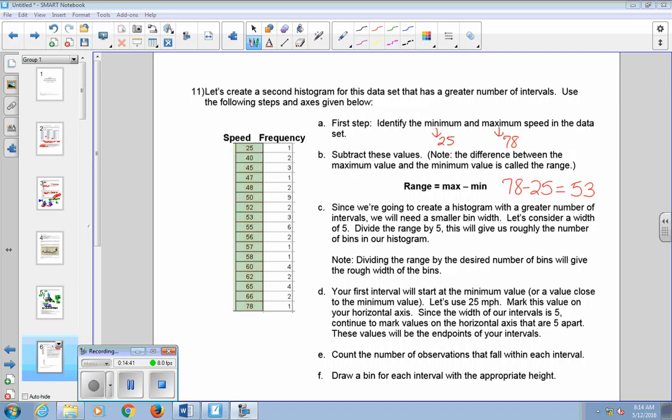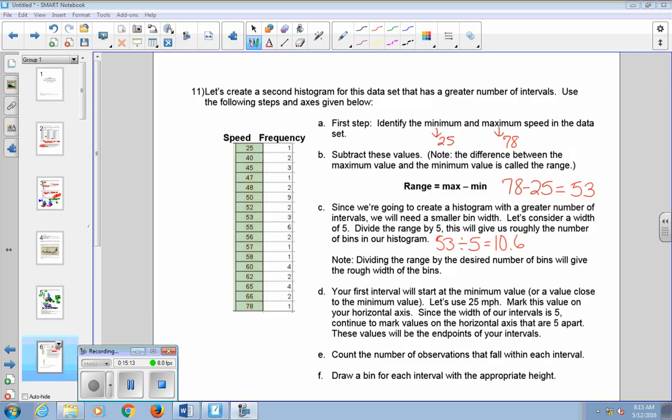In C, since we're going to create a histogram with a greater number of intervals, we need a smaller bin width. Let's consider a width of 5. So we're going to divide this range by 5, and this is going to give us roughly the number of bins in our histogram. So if we take 53 and divide it by 5, we get 10.6. So we might have 10, or we might have 11 as the number of bins. The other note here is dividing the range by the desired number of bins can give you the rough width of the bins.